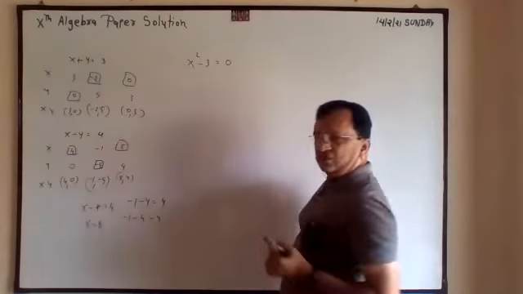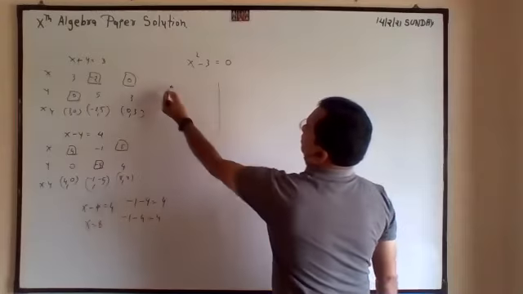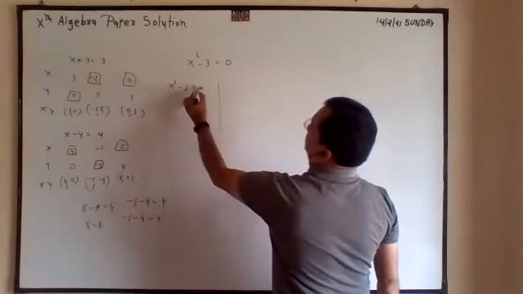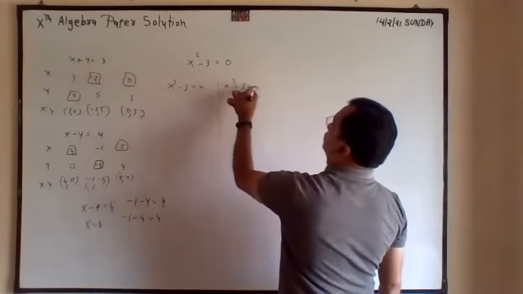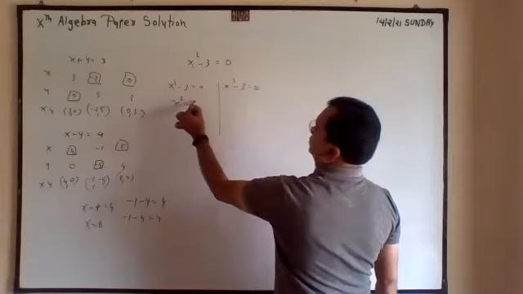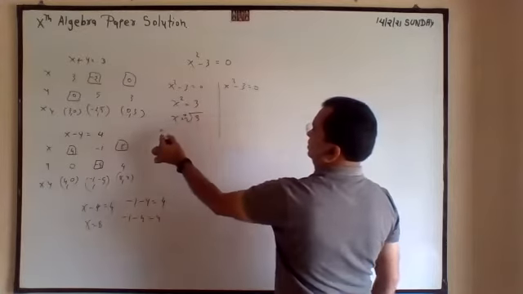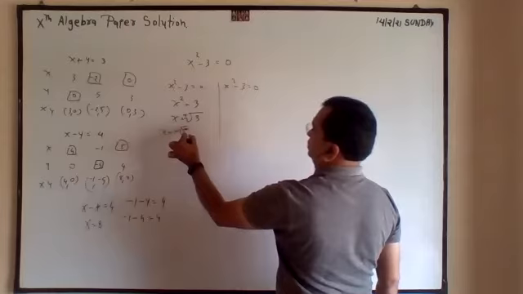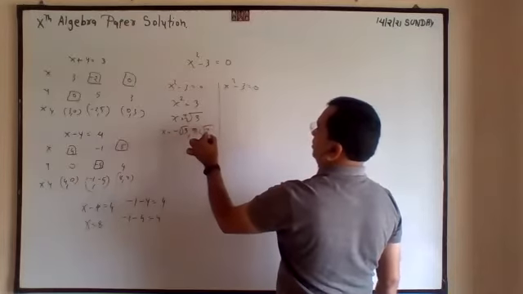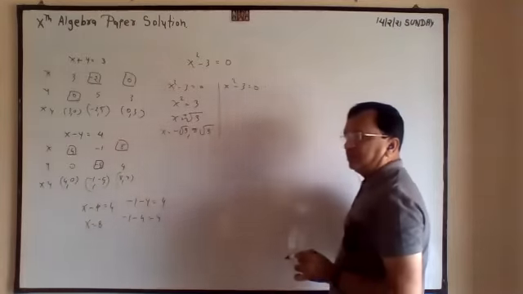x square minus 3 is equal to 0. By two ways you can solve. x square minus 3 is equal to 0. x square is equal to 3. x is equal to plus or minus under root 3. So x is equal to minus root 3 or plus root 3. Correct?